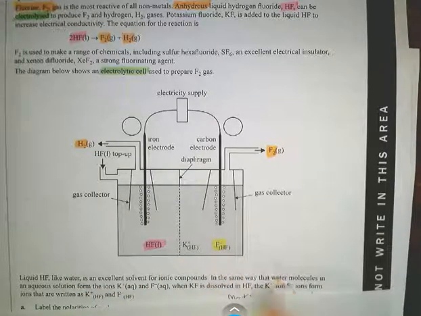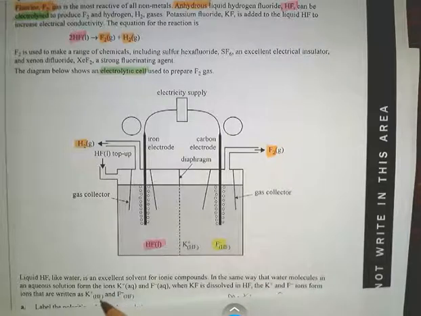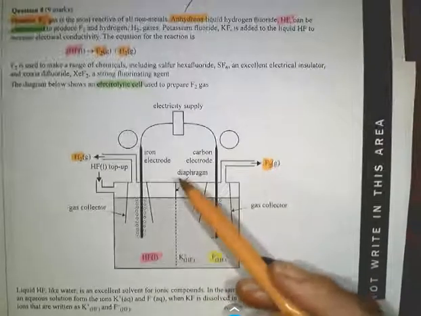In the same way that water molecules in an aqueous solution form the ions in water, when potassium fluoride is dissolved in hydrogen fluoride, the potassium ions and fluoride ions form ions that are written as K+, and normally you would write aq, but it's K+ and HF2-, or FHF-. So these ions are dissolved in this liquid hydrogen fluoride, which kind of tricked a lot of people.